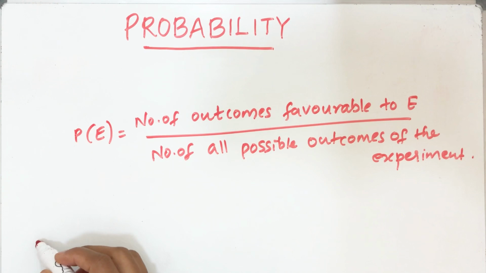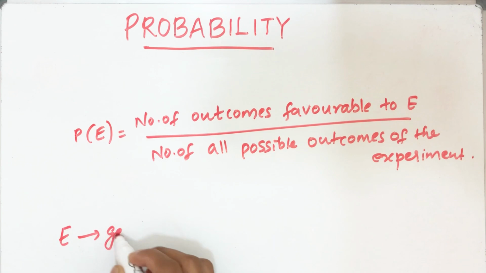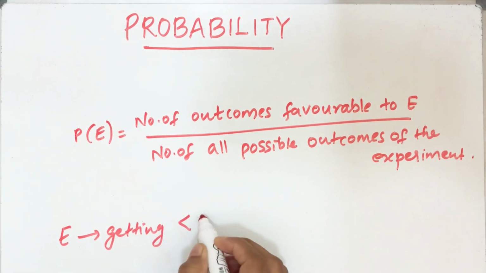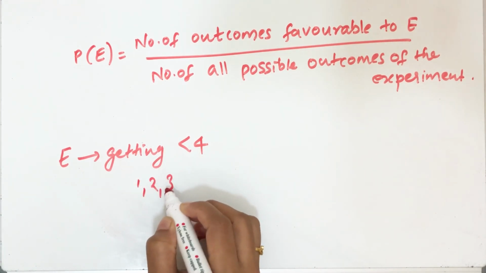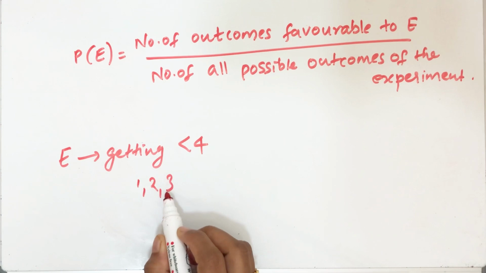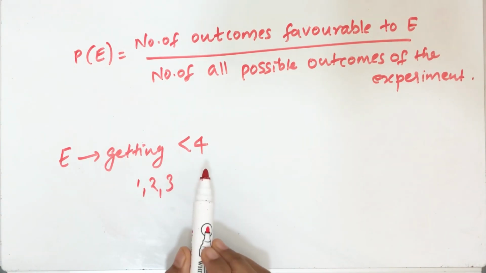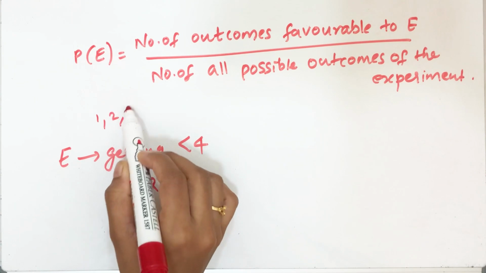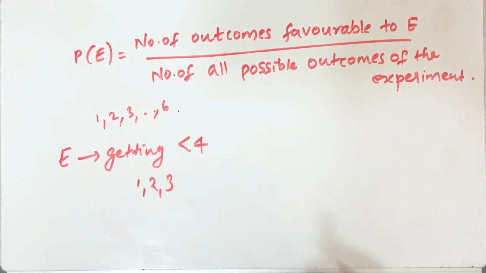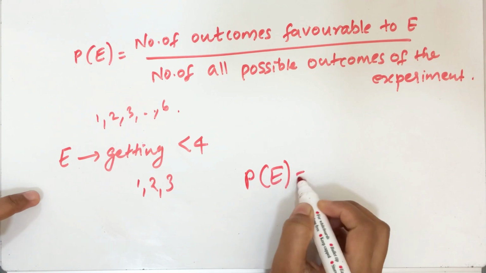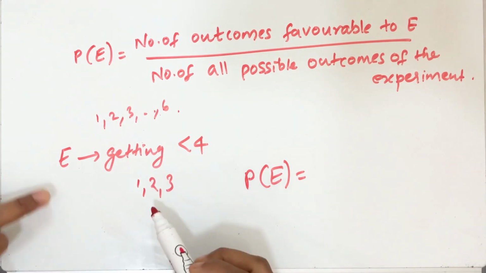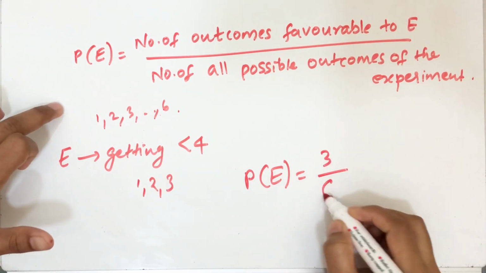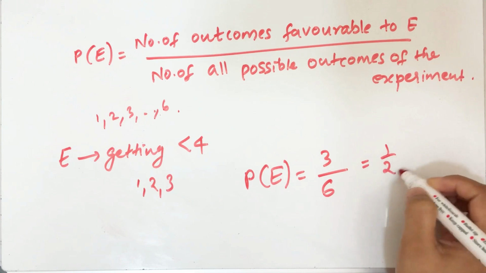In the experiment of throwing a die, consider the event of getting a number less than 4. Then what are the outcomes here? Numbers 1, 2 and 3. These are the numbers less than 4. And what is the number of all possible outcomes? There are 6 outcomes in this experiment. So P of E, the probability of getting a number less than 4 in the experiment of throwing a die, is 3 by 6. This is nothing but 1 by 2.